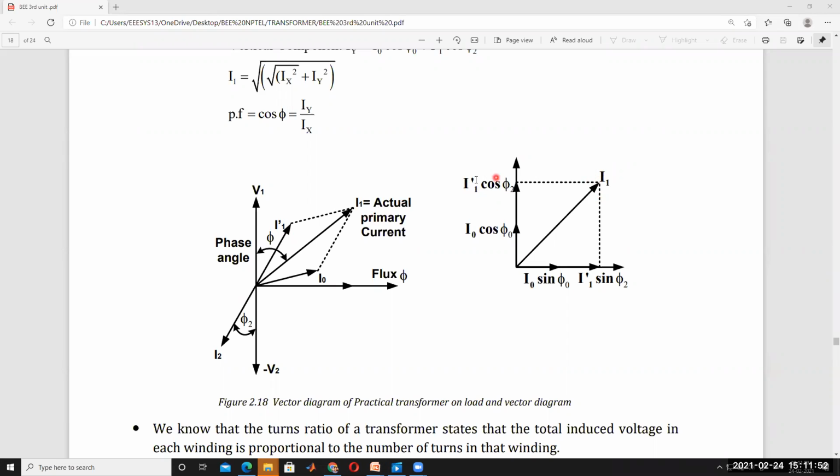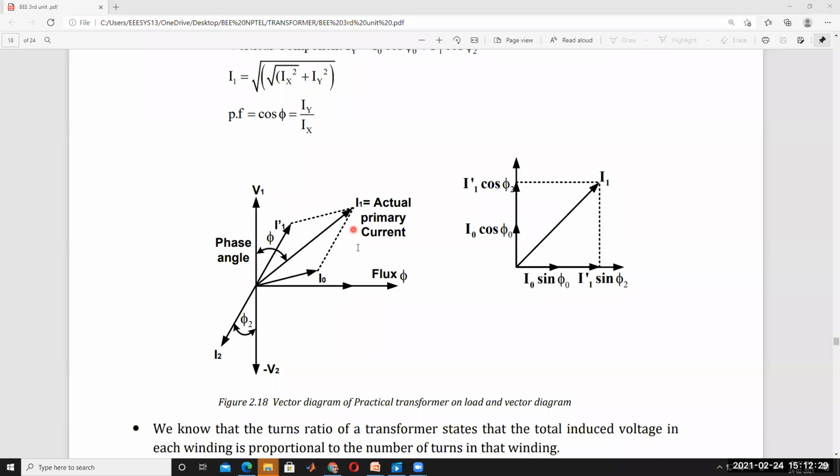The resultant of these two is the actual primary current, called I1. I1 dash cos phi 2 is because of the load. Previously, up to here, it was only I naught. But because of the load, this current increases. I naught sin phi naught and I naught cos phi naught are the no load condition. But because of the loaded condition, the magnetizing current is increasing and the wattful component is also increasing. Because of that, the actual primary current is called I1.